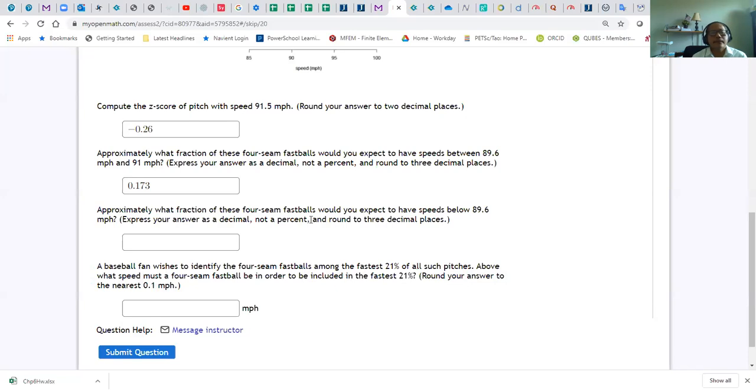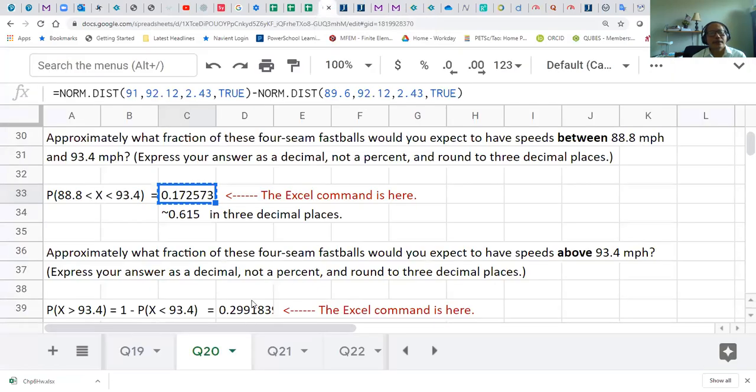And approximate what's the fraction? I set it to below, so below means less than. 89.6.